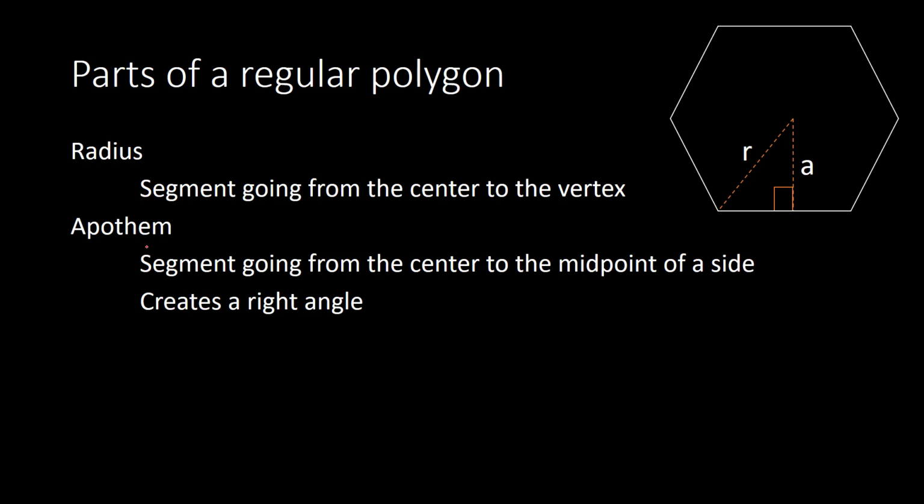And then the apothem is a segment going from the center to the midpoint of a side. So right here, from the center to the midpoint of this side would be an apothem. And an apothem also creates a right angle with that side as well. So make sure you know those two terms, radius and apothem, because they'll be used to find the area of a regular polygon.